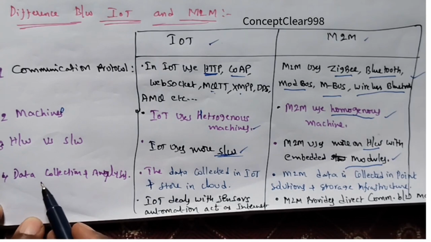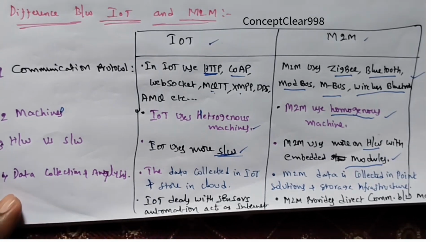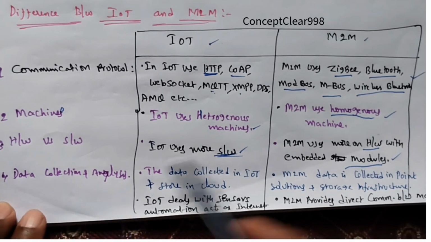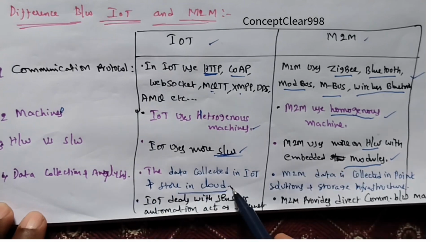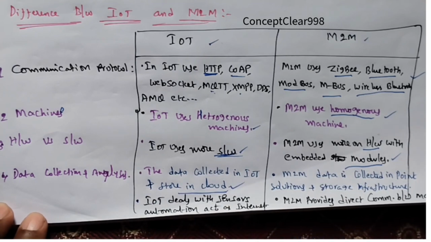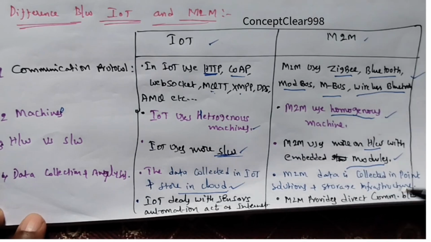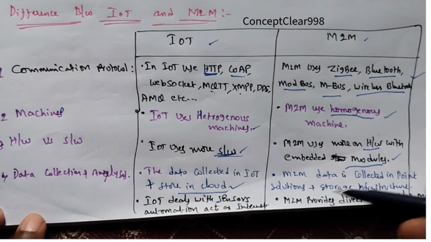The next one is data collection and analytics. In IoT, the data is collected and stored in the cloud. In M2M, the data is collected in point solutions and stored in infrastructure. It will store the same data in the same place.